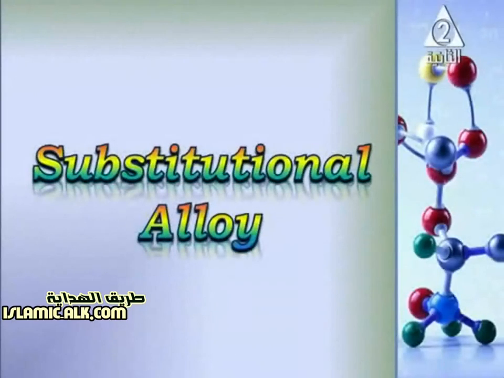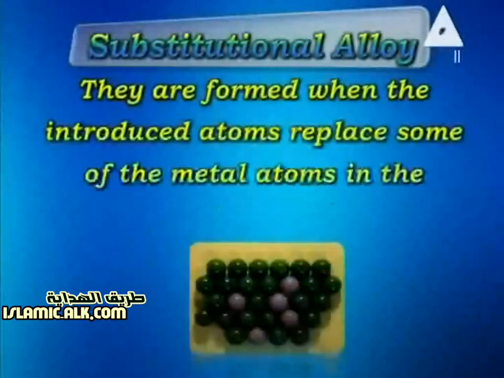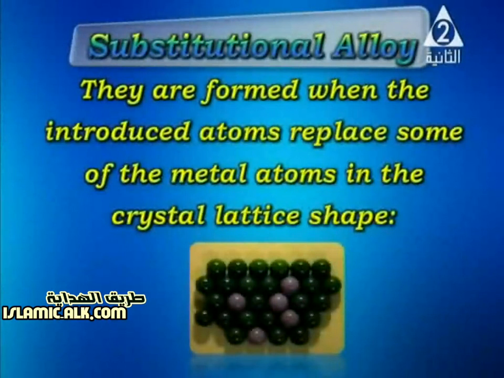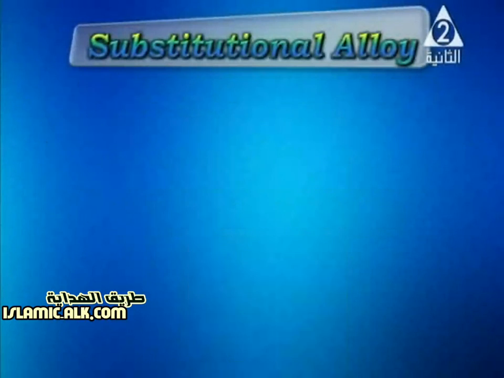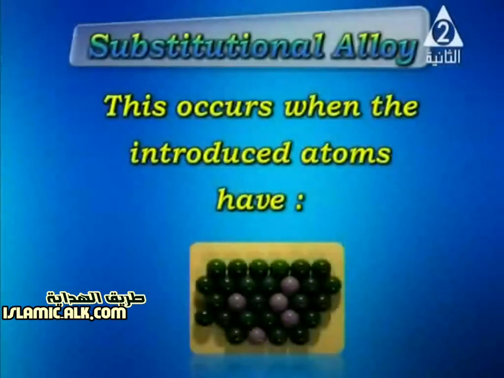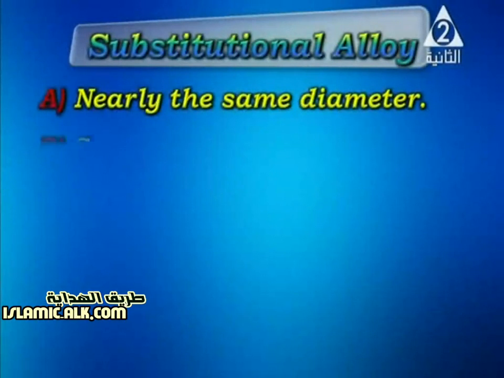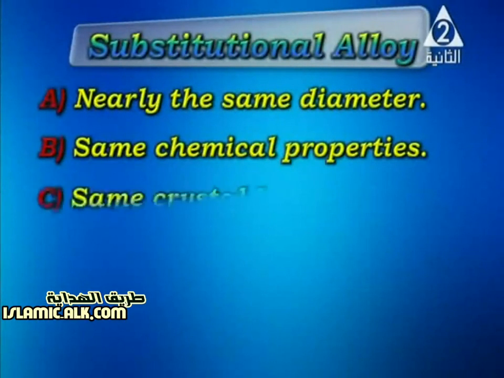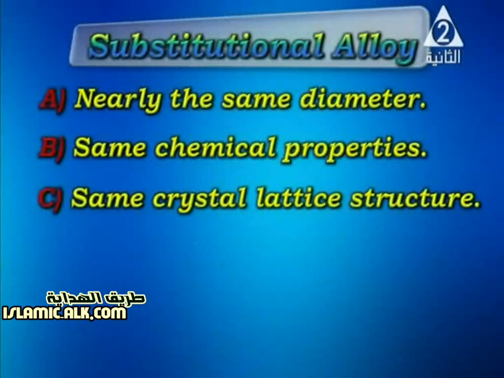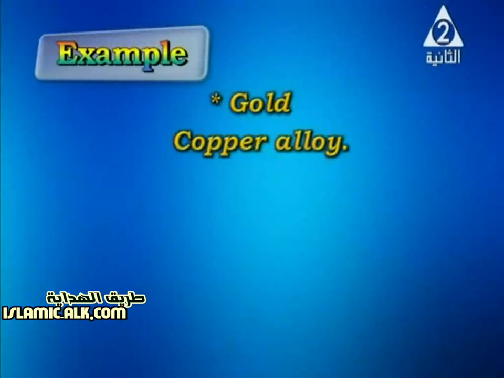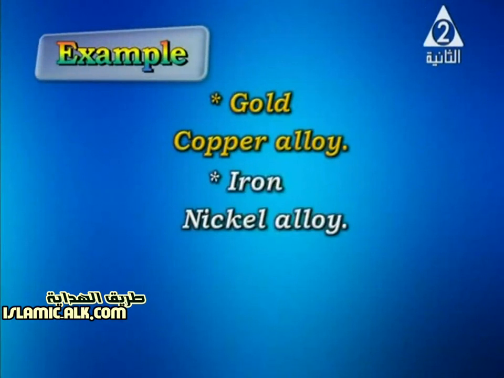The substitutional alloy is formed when the introduced atom replaces some of the metal atoms in the crystal lattice shape. And this occurs when the introduced atoms have nearly the same diameter, same chemical property, and same crystal lattice structure. For example, gold-copper alloy, iron-nickel alloy, and ferrochrome alloy in stainless steel.